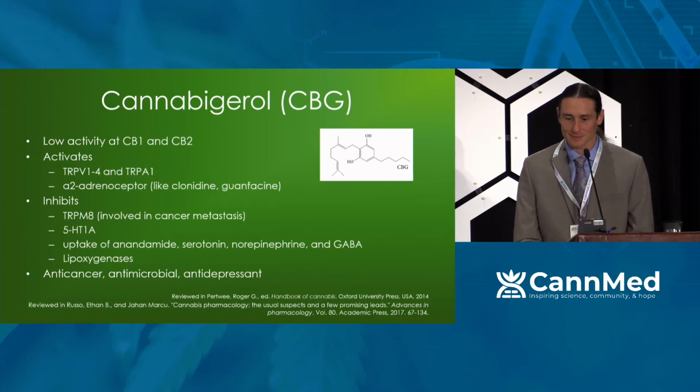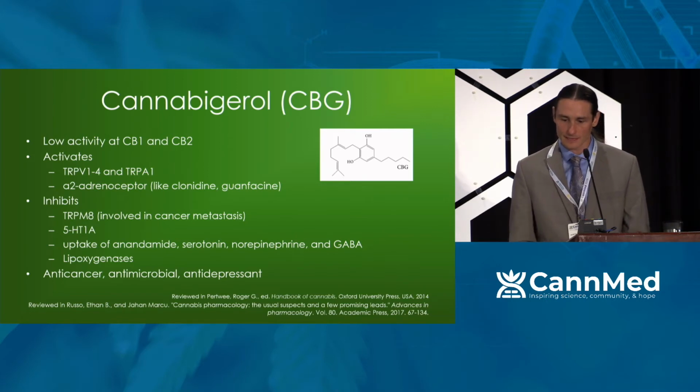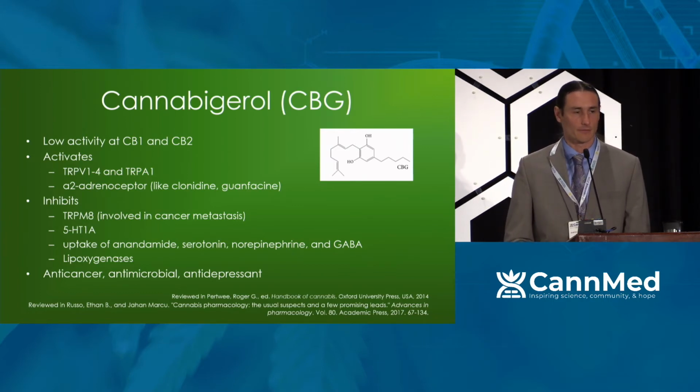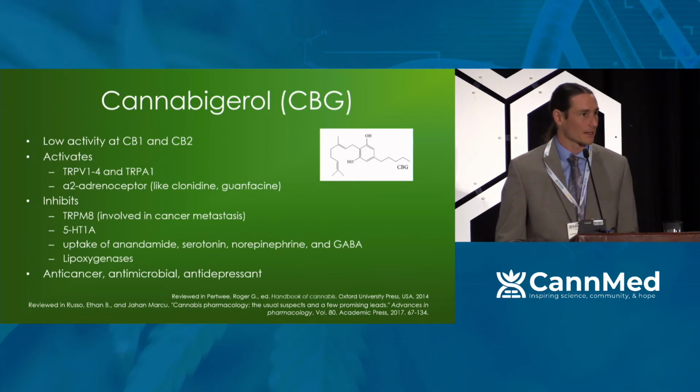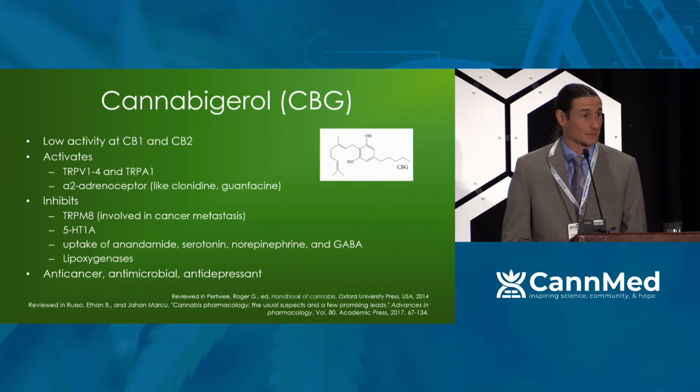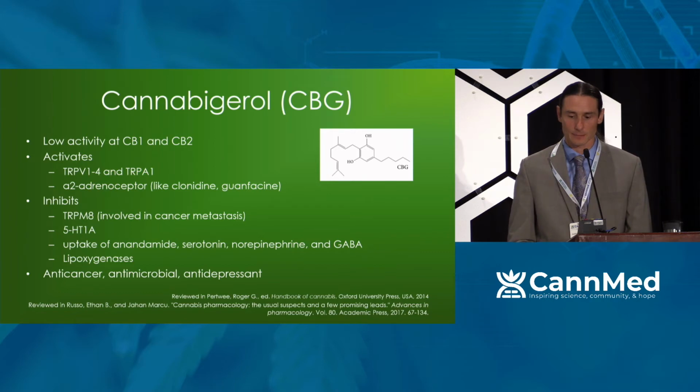So moving on to CBG, we have very low activity at CB1 and CB2. It does activate the TRPV and the TRPA receptors and the alpha-2 adrenergic receptor, the adrenoceptor, like clonidine and guanfacine. So clonidine is used for treating blood pressure, but is also a very valuable sympatholytic. Guanfacine has less of the blood pressure effects, but is used more for attention deficit. So perhaps CBG will emerge as something that can help with that by suppressing excessive sympathetic activity.